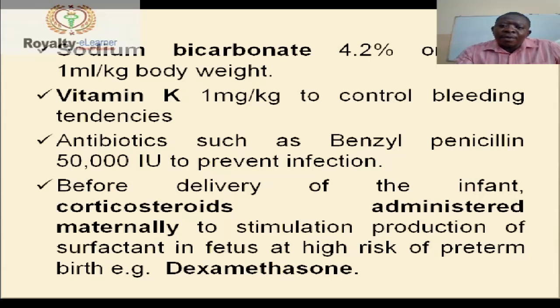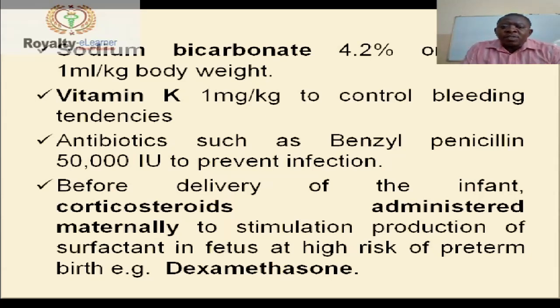Vitamin K, 1 milligram per kg body weight. This can help to control bleeding tendencies, especially since the type of client that is predisposed is a premature baby who may not have developed fully the clotting factors. So vitamin K, that is 1 milligram per kg, helps control the bleeding.